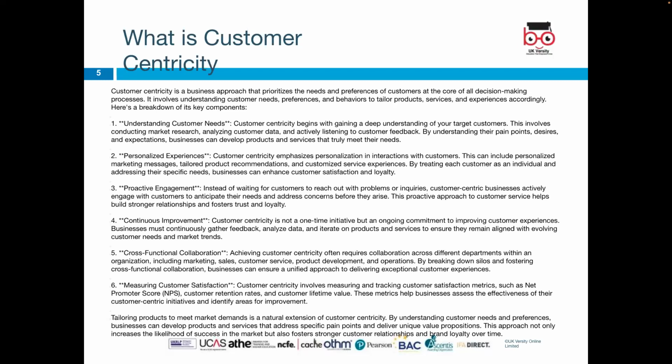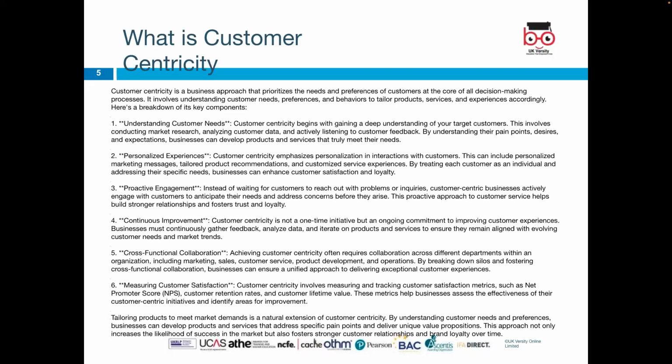Continuous improvement. Customer centricity is not a one-time initiative, but an ongoing commitment to improving customer experiences. Businesses must continuously gather feedback, analyze data, and iterate on products and services to ensure they remain aligned with evolving customer needs and market trends.